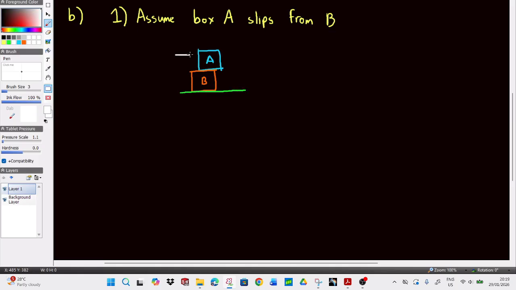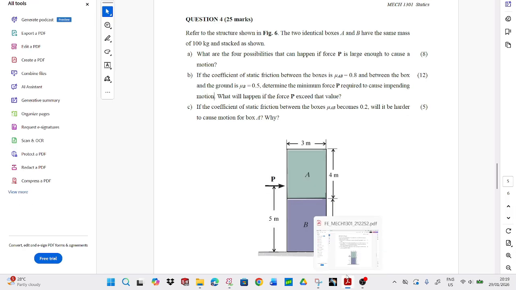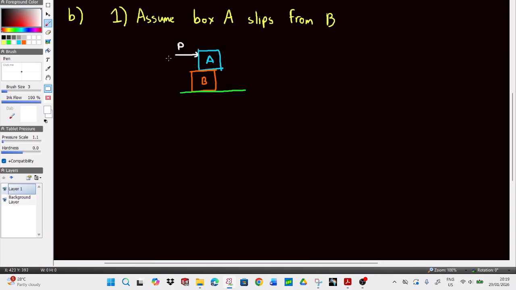We apply the force P, and the dimension is 5 meters, which is not really that important to us, honestly, because we're considering box A slipping, so dimensions are not a very important thing at the moment. That means there's a frictional force, and of course, box A will have its weight.